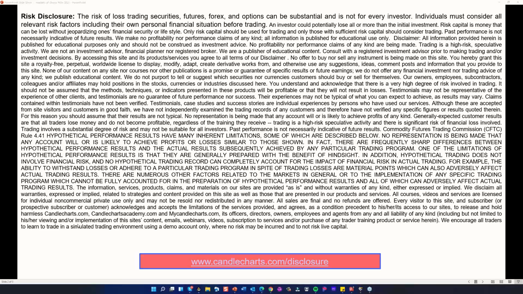And as always, reminding you that there is a substantial risk of loss of funds, pretty much trading in any market in any time frame.